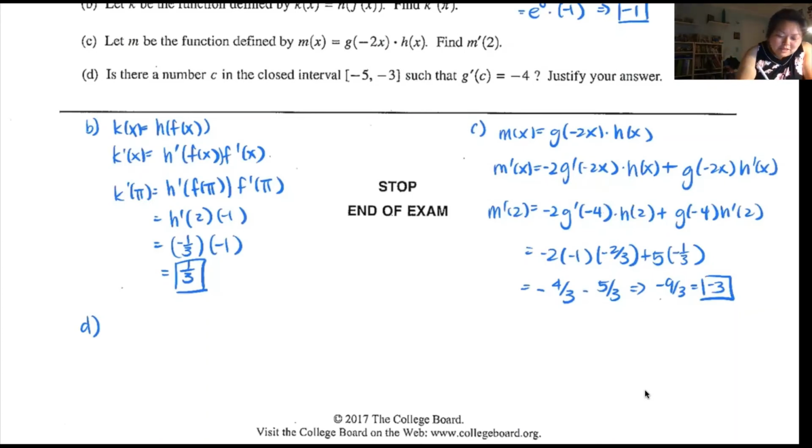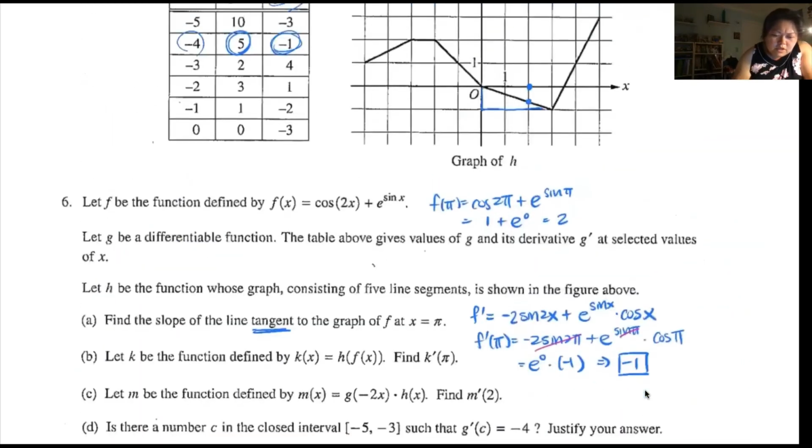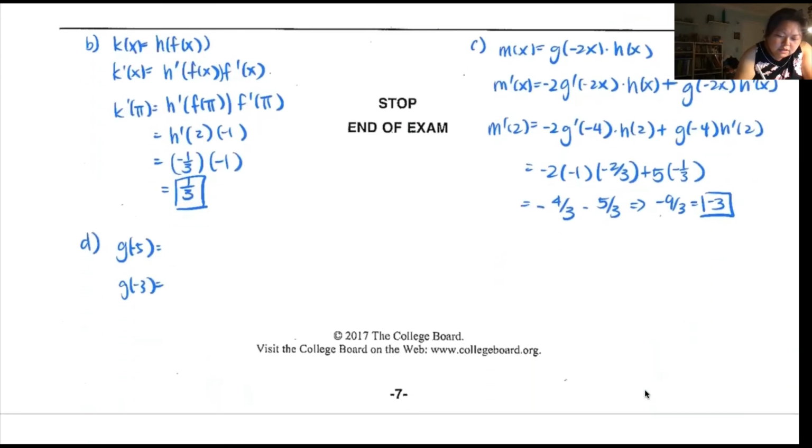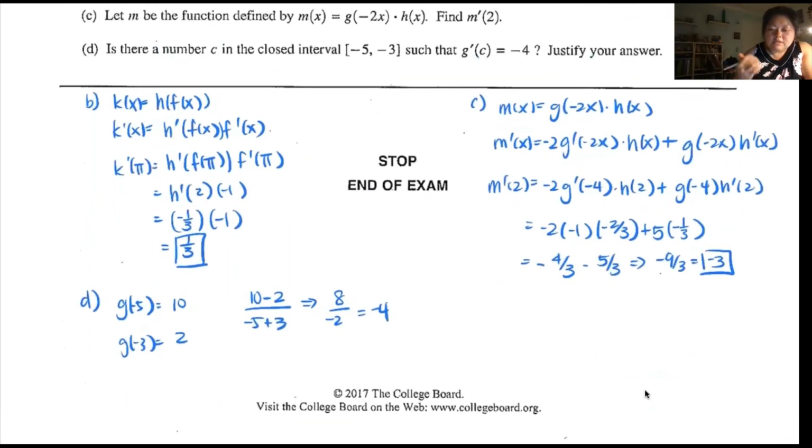All right, so let's find g of negative 5 and g of negative 3 first. Looking at our table, g of negative 5 is 10, g of negative 3 is 2. So y2 minus y1 over x2 minus x1 gives me 8 over negative 2, which is negative 4. So yes, this is the slope.